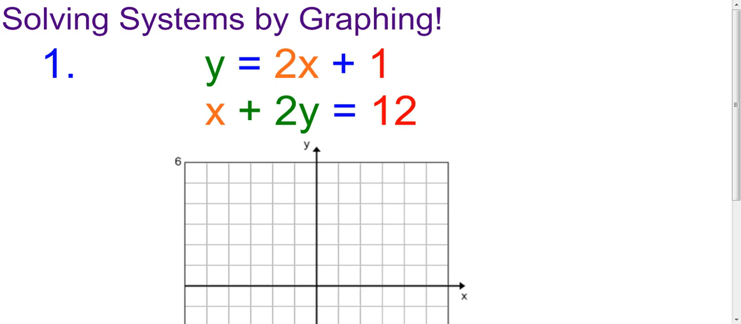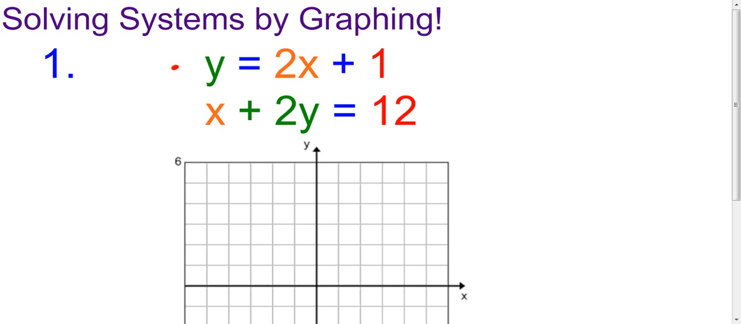So what I'm giving you here is two equations. You can see that they're linear because I can get them into y equals mx plus b form. The top equation already is in y equals mx plus b form, and so we're going to deal with that equation first, okay? So I'm going to do this one in red.